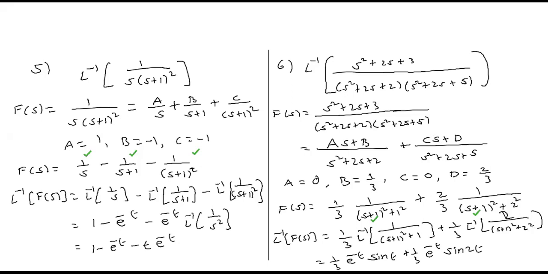So problem number 7. Find L inverse of e power minus pi s into (s plus 1) by (s square plus s plus 1). Okay. So what should be my first step? You have to apply the second shifting property first.